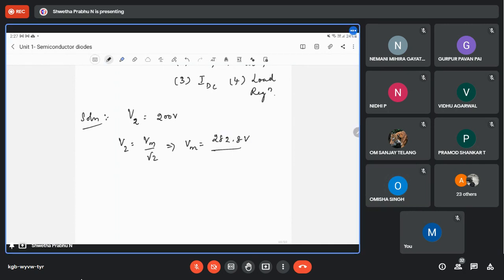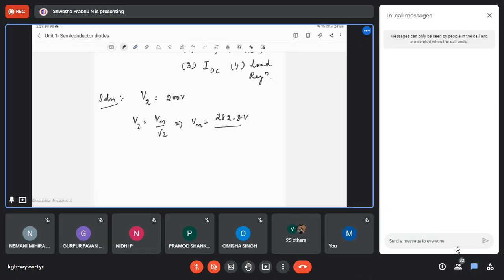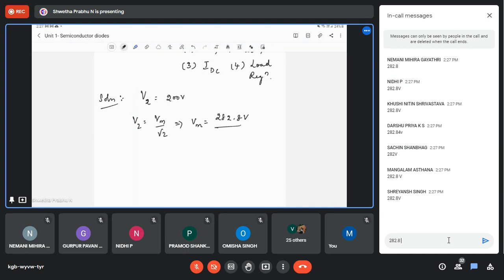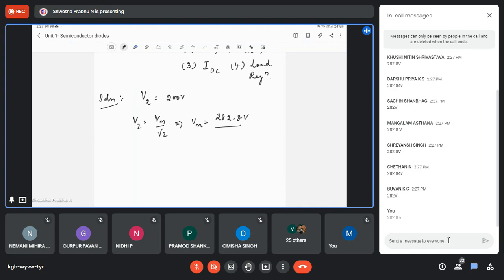282.8 volts. I want everyone to type the answers in the chat box. Many students are not responding.